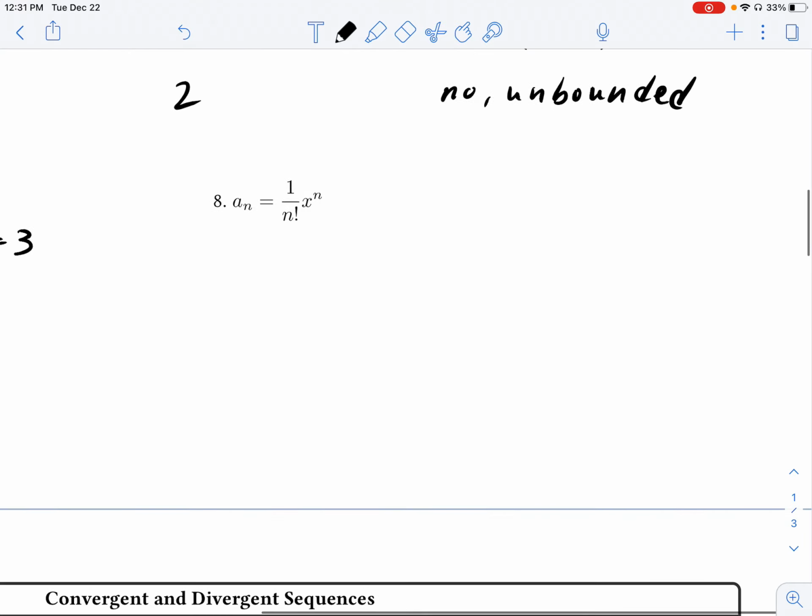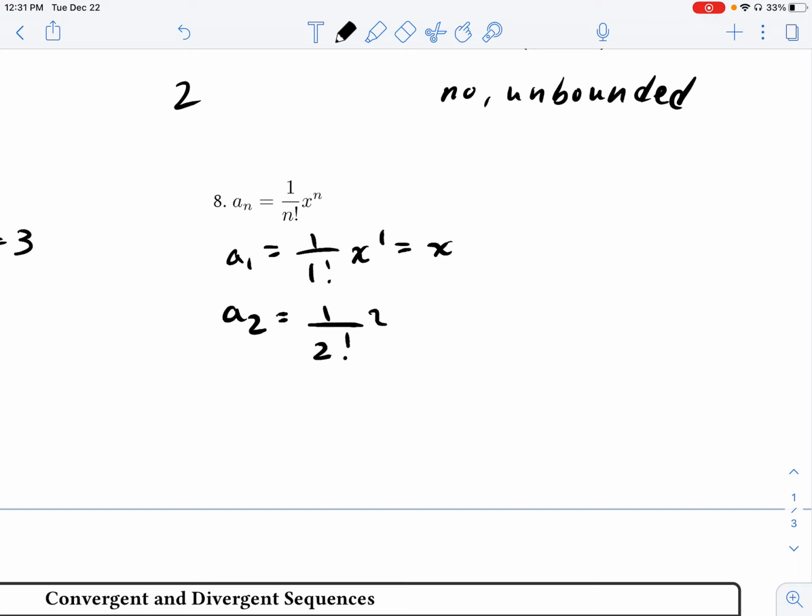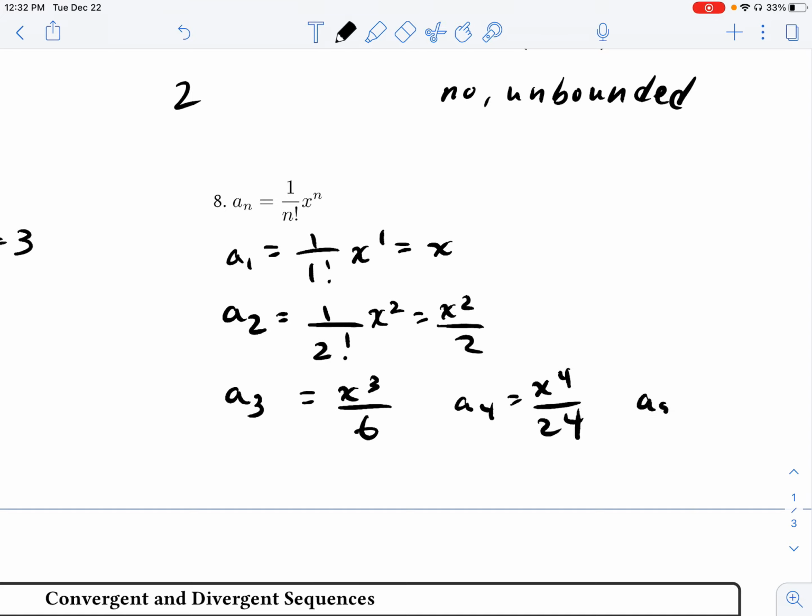And for this last one here, we're going to say a sub 1 is, we're just plugging in what we know. This is x to the 1, and so this is going to be x. A sub 2 is 1 over 2 factorial, because my n is now 2, x squared. So that's just x squared over 2. And then just for the sake of time, since you see where this is going, you should get the following. Okay? And in the next video, we'll then talk about sequences that either converge or diverge.